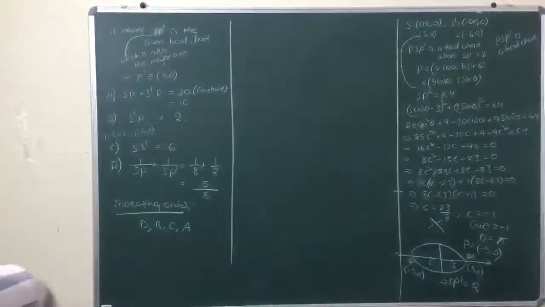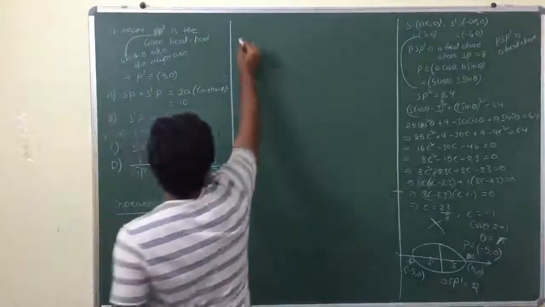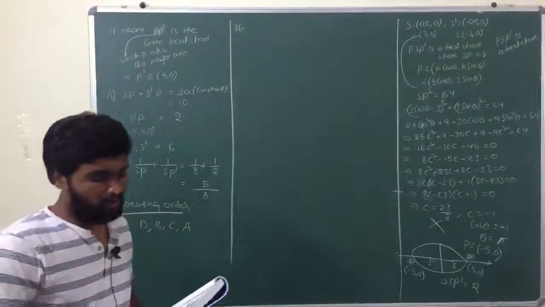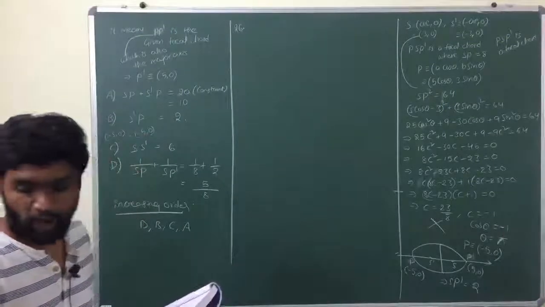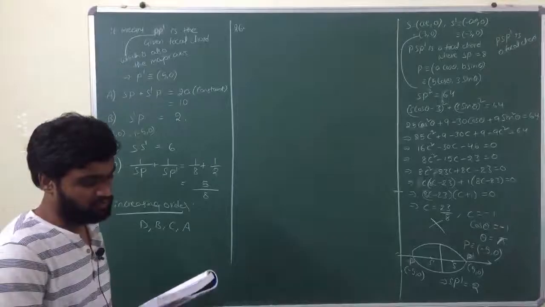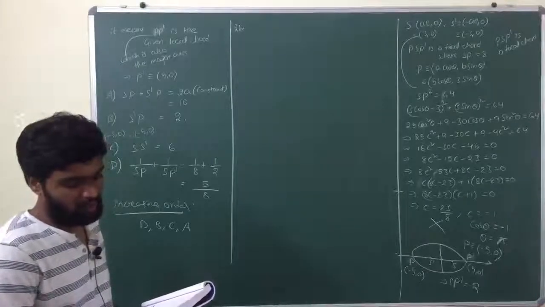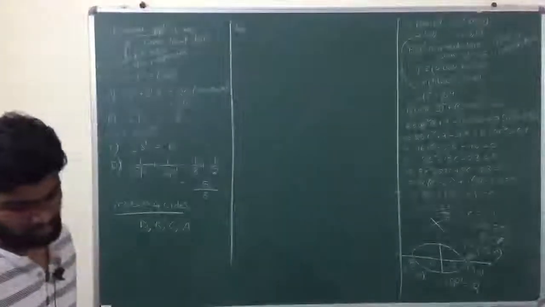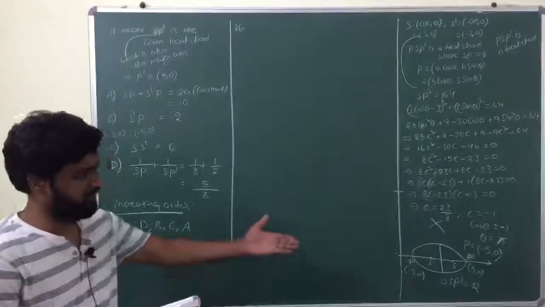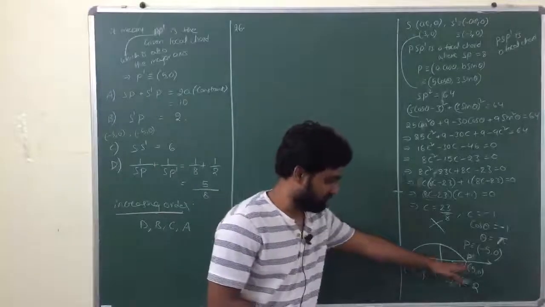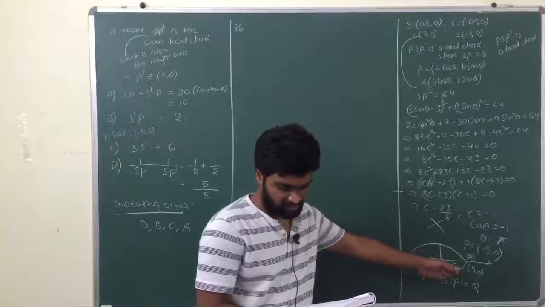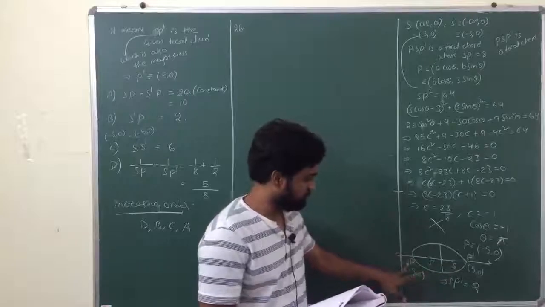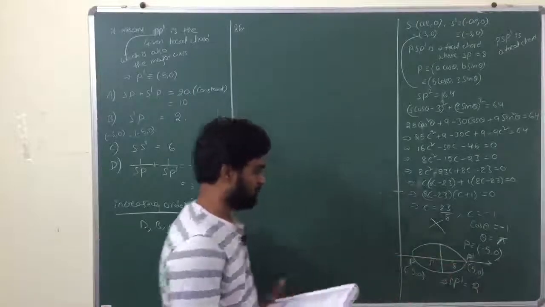That is the 25th one. Next, the 26th one. S is one focus of an ellipse and P is any point on the ellipse. The maximum and minimum values of SP are M and N respectively. Maximum value will be this one, minimum value will be this one.